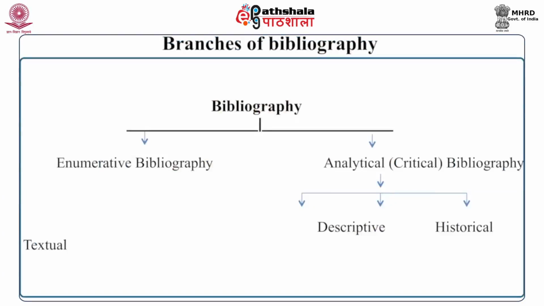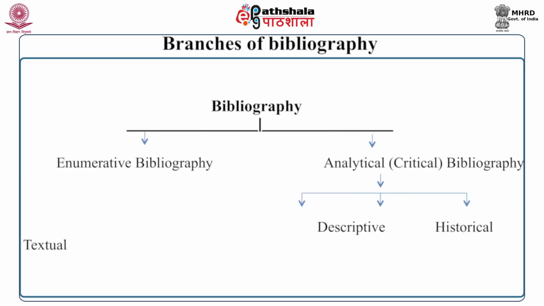So that is the difference between branches and types. Types depend upon the scope, whereas branches depend upon the activity of that bibliography. Analytical or critical bibliography is further categorized into descriptive bibliography, historical bibliography, and textual bibliography. In fact, librarians are not much concerned about this because it is a critical aspect. Most of the authors or historians are dealing with this subject.